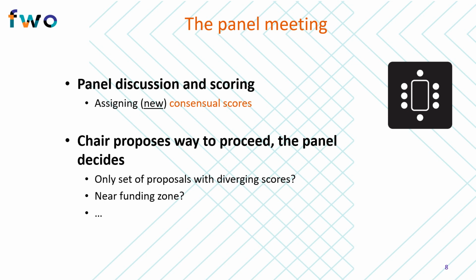They might, for example, propose to limit the set of applications to be discussed in detail to the ones with diverging scores and large standard deviations. Or they might propose that the panel focuses its discussions on applications that are situated near the funding thresholds in the initial ranking. In any case, it is important to know that all panel members can put forward their ideas about which projects should be discussed and which might not need detailed discussion. The panel meeting will then proceed in consensus.